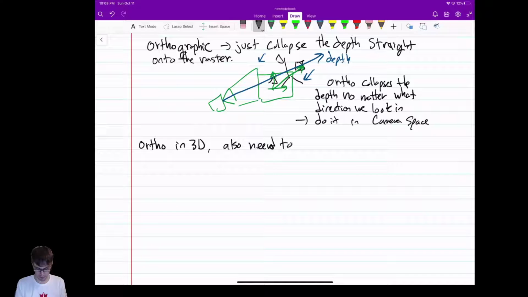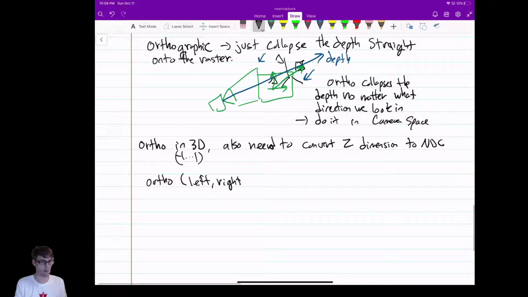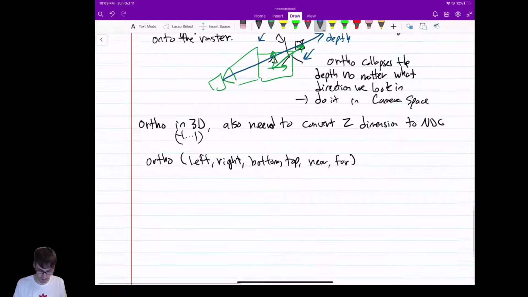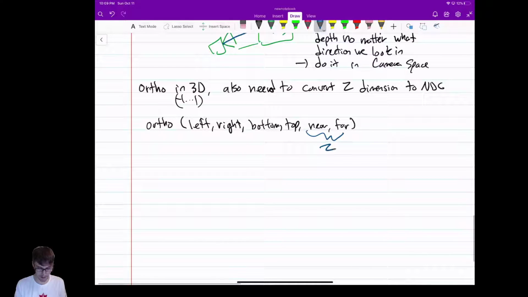We need to convert the Z dimension to our normalized device coordinates, right? That's our -1 to 1. And so when you do Ortho in 3D, the command does go left, right, bottom, top, as you're familiar with. And then we have now near, far. Now, of course, these are our Z coordinate.